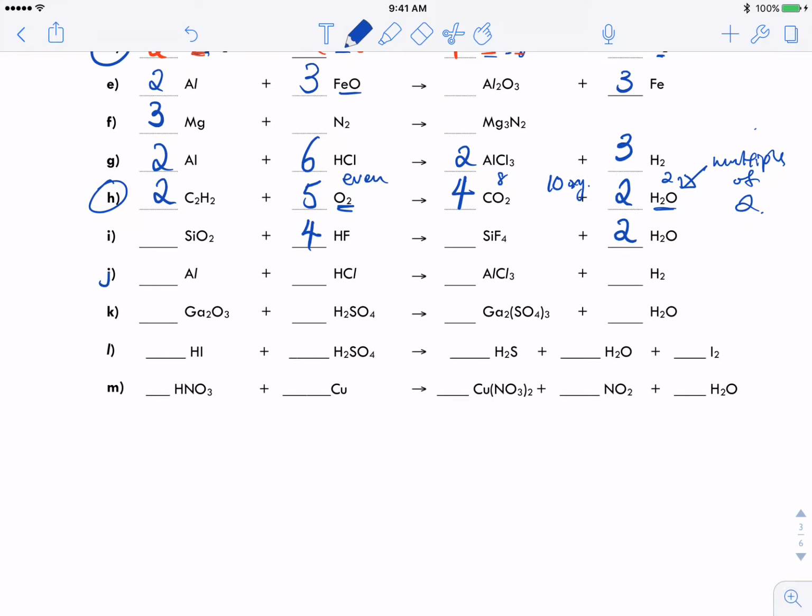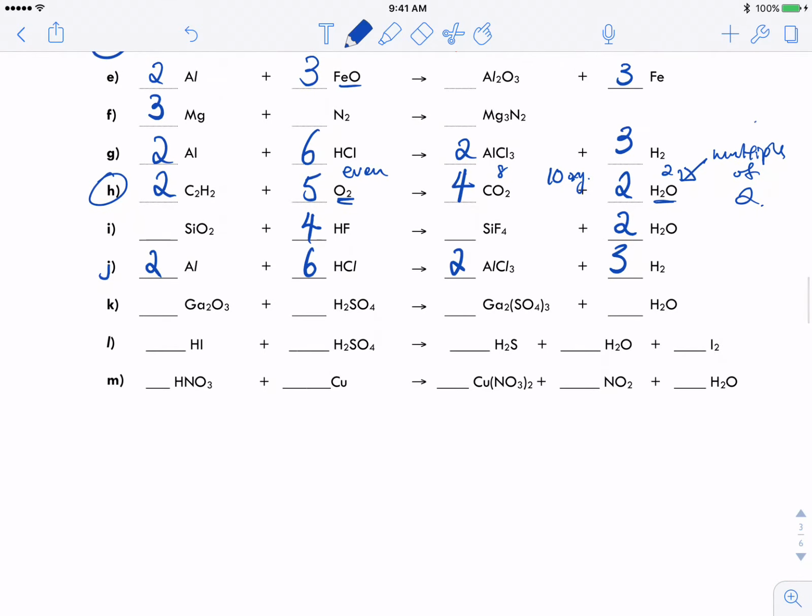Next, J. The J looks like I. J, aluminium plus HCl gives AlCl3. It's the same question as G. Now K.